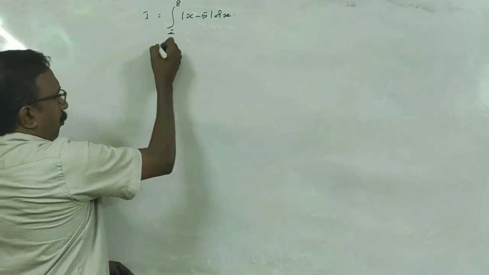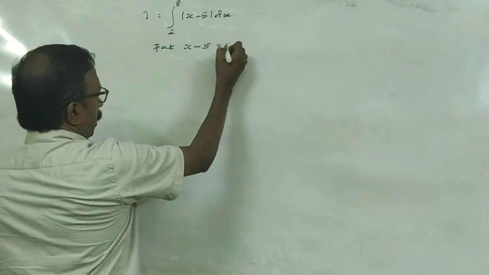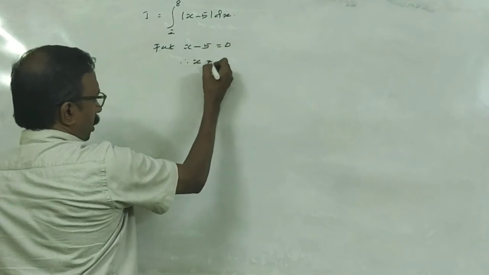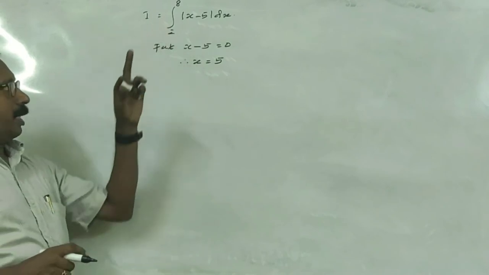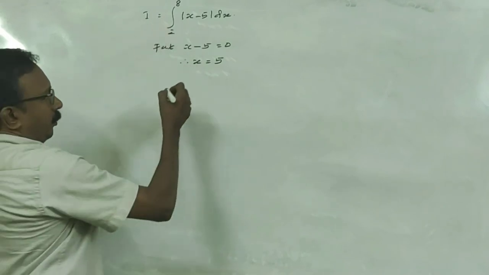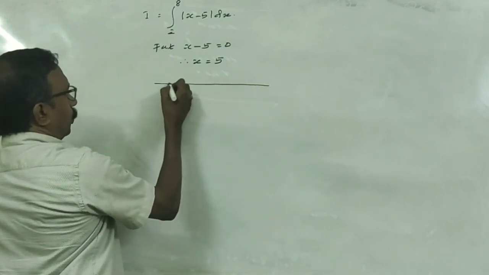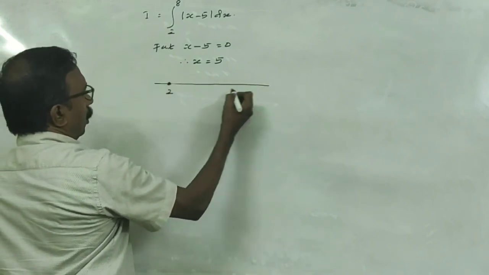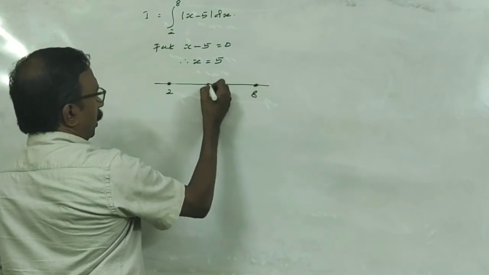Here, x minus 5 is equal to 0. Therefore, we get x is equal to 5. In between the limits 2 and 8, there is a constant, that is 5. This is 2 and 8. Another constant which is 5.